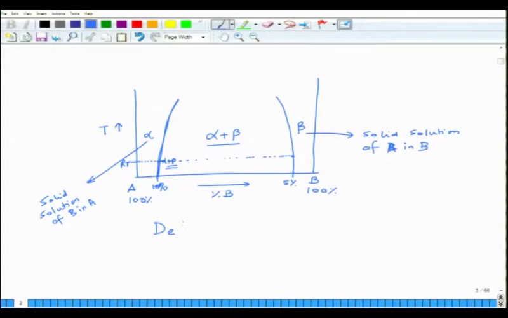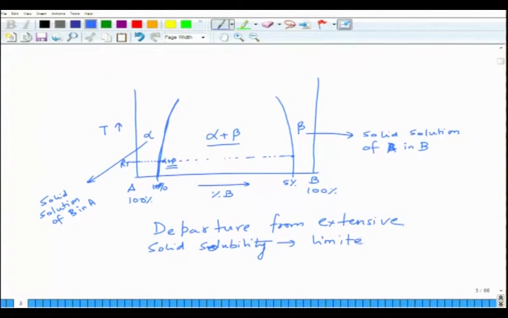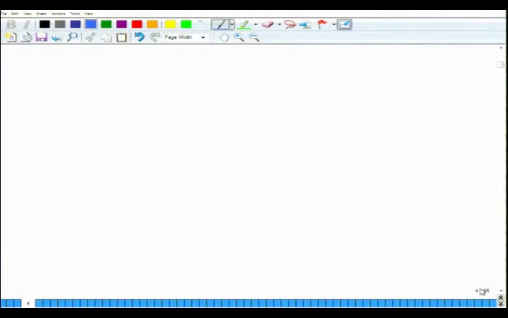So, this is, you can say, the departure from extensive solid solubility. So, this is the case of, as we say, limited solid solubility. Is that clear? Yeah. So, this is what happens in most cases.